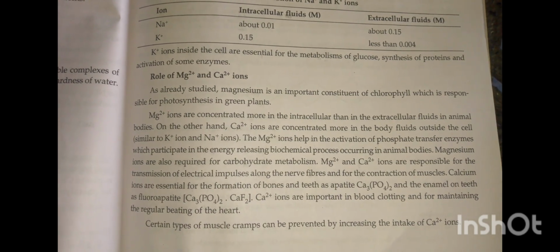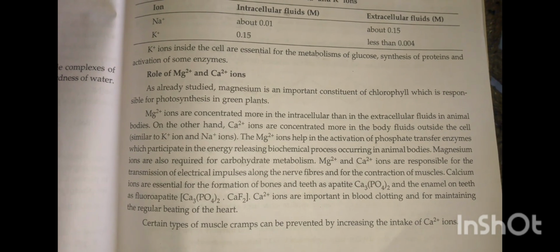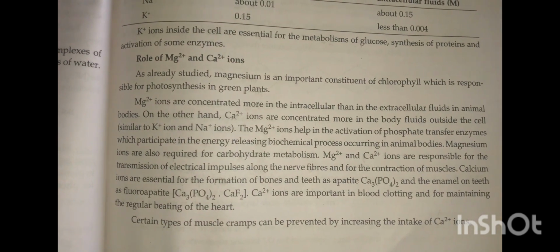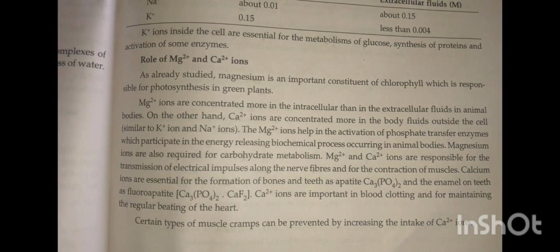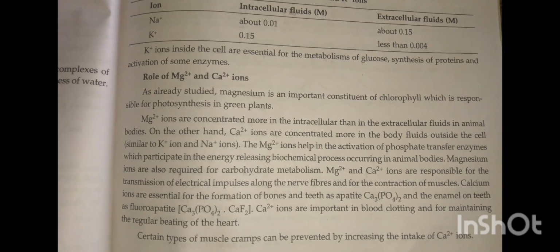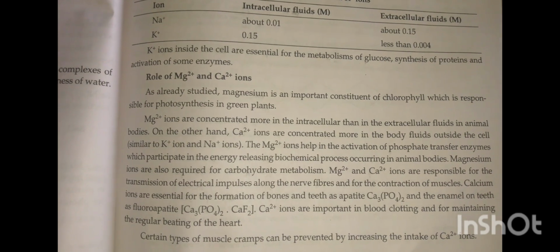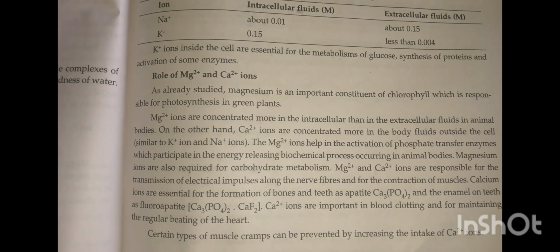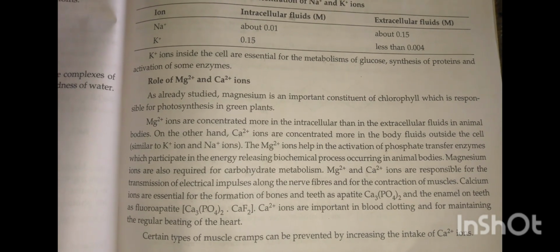As already studied, magnesium is an important constituent of chlorophyll, which is responsible for photosynthesis in green plants. Mg2+ ions are concentrated more in the intracellular than in the extracellular fluids in animal bodies. On the other hand, Ca2+ ions are concentrated more in the body fluids outside the cell, similar to K+ and Na+ ions. The Mg2+ ion helps in the activation of phosphate transfer enzymes which participate in the energy releasing biochemical processes occurring in animal bodies.